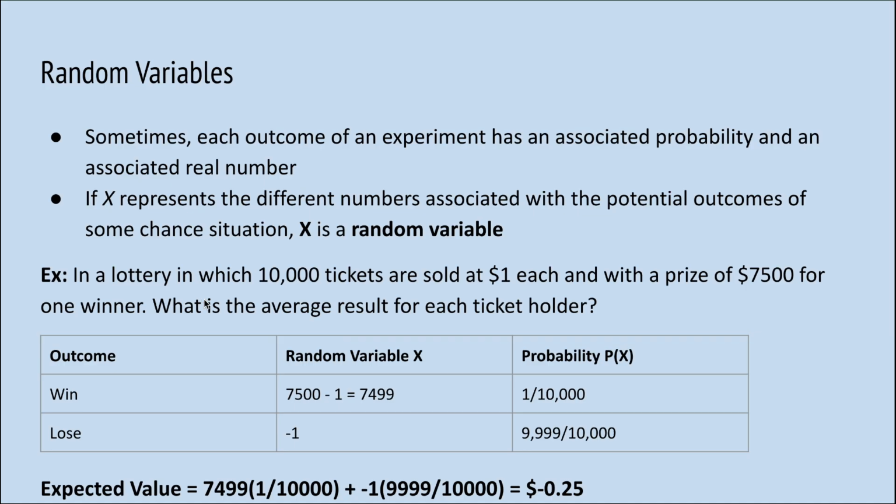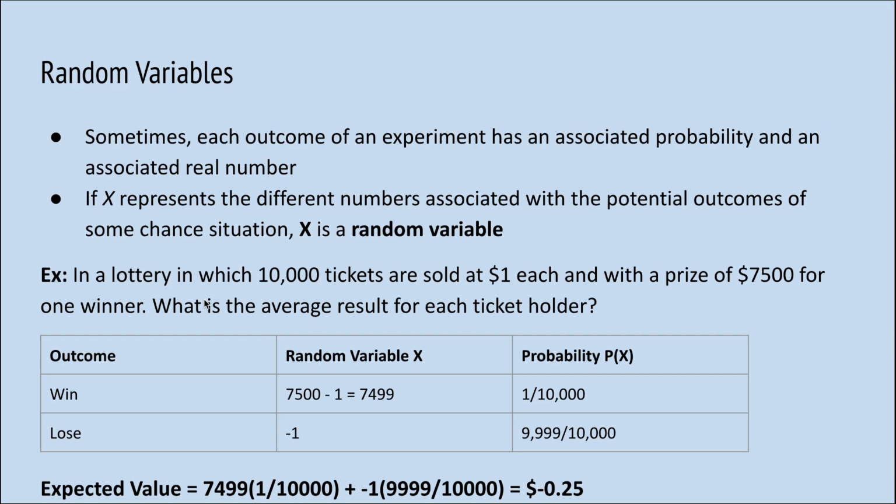So sometimes each outcome of an experiment has an associated probability and an associated real number, like say dollars. And so say X represents the different numbers associated with the potential outcomes of some chance situation. X would be a random variable. So say 10,000 people enter a lottery, and each ticket is $1, and there's a prize of $7,500 for the winner, only one winner.